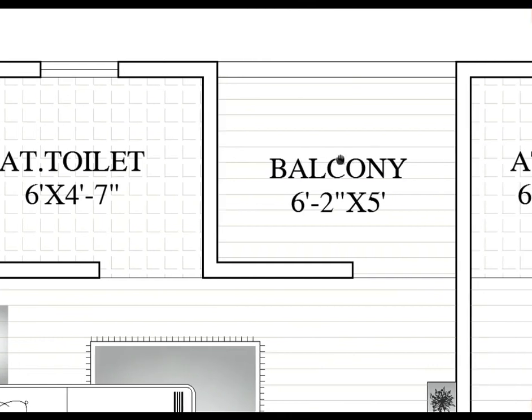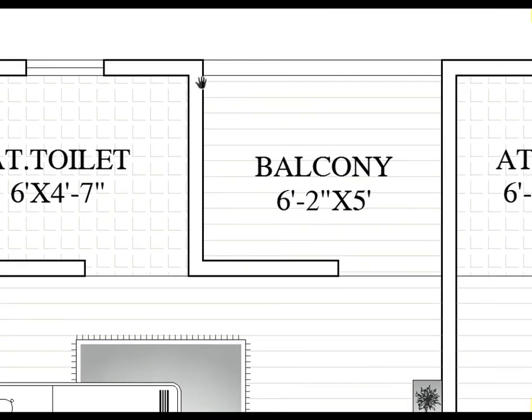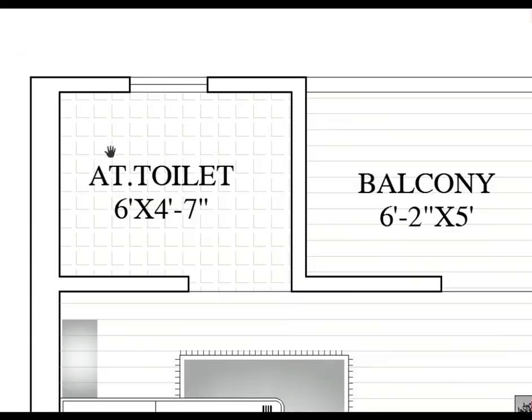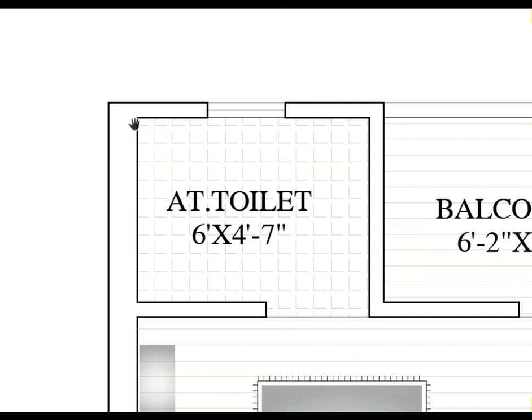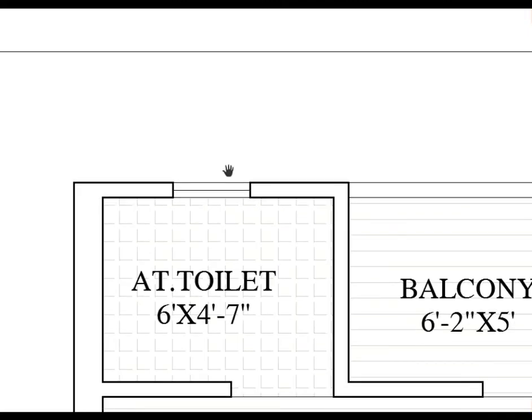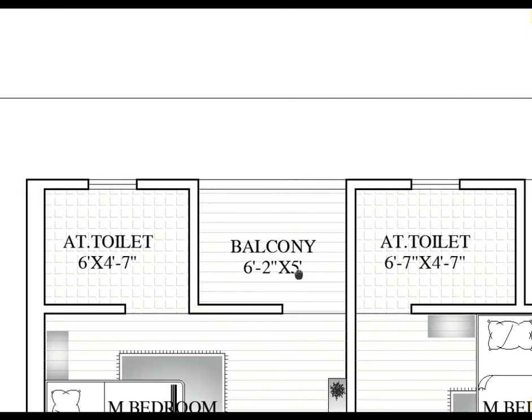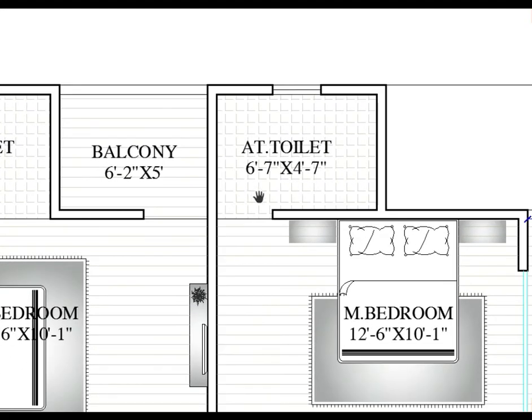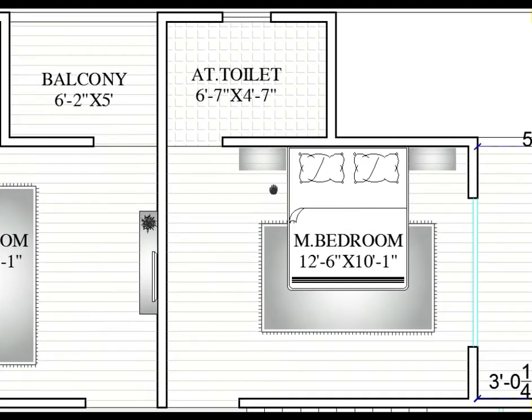attached toilet. The balcony is 6 feet 2 by 5 feet, meaning horizontally 6 feet 2 and vertically 5 feet. This one is the attached toilet, which is 6 feet by 4 feet 7, meaning horizontally 6 and vertically 4 feet 7. We are not providing any OTS, meaning open to sky, because the back of the space is open. An OTS is used for congested spaces.